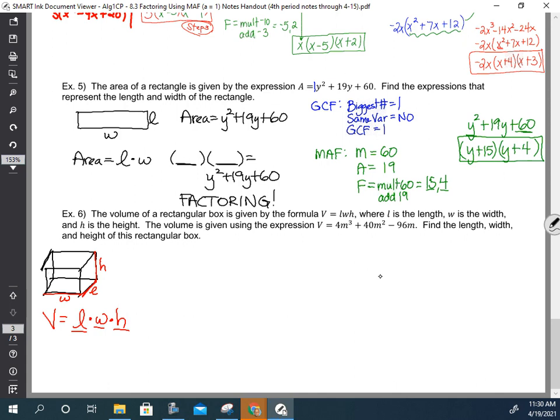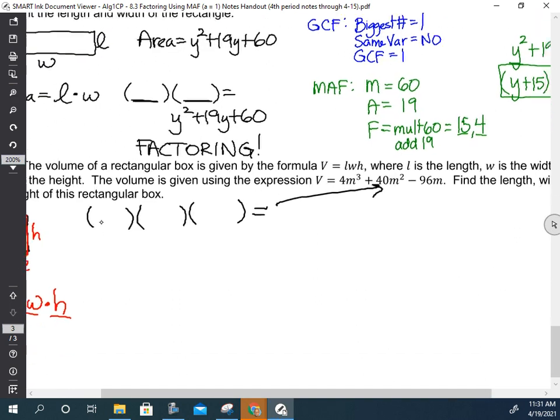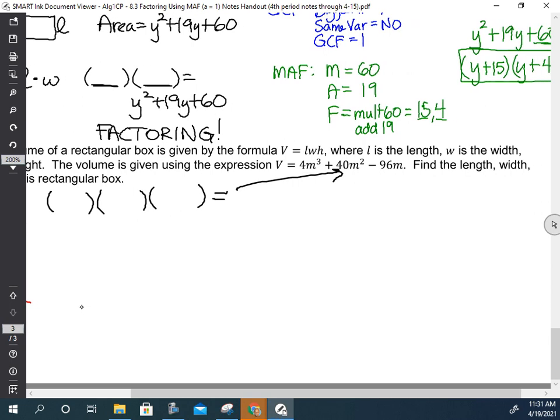So for this problem, that means something times something times something is going to equal that expression right there, 4m to the third plus 40m squared minus 96m. We just have to figure out what those three somethings are. So just like the last problem, this is a factoring problem, which will at least get it started.